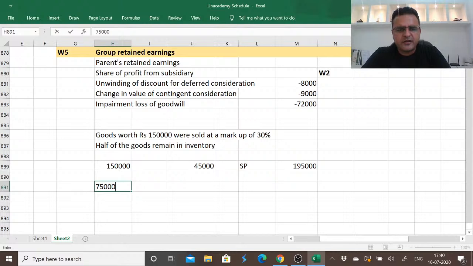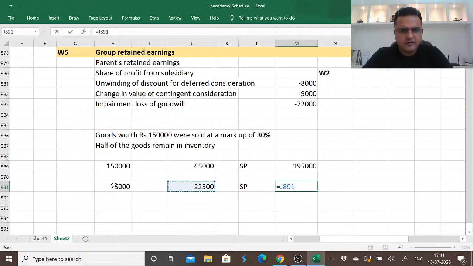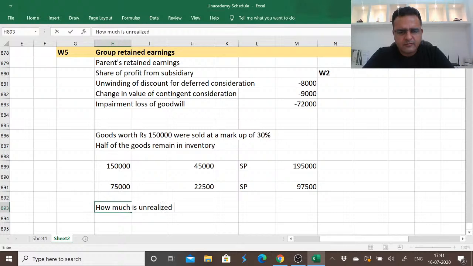If half of the goods remain in inventory, 30% of it, selling price of it, $97,500. In other words, divided by 2. Half of the goods remain in inventory. So how much is unrealized profit? Unrealized profit is equal to 22,500.